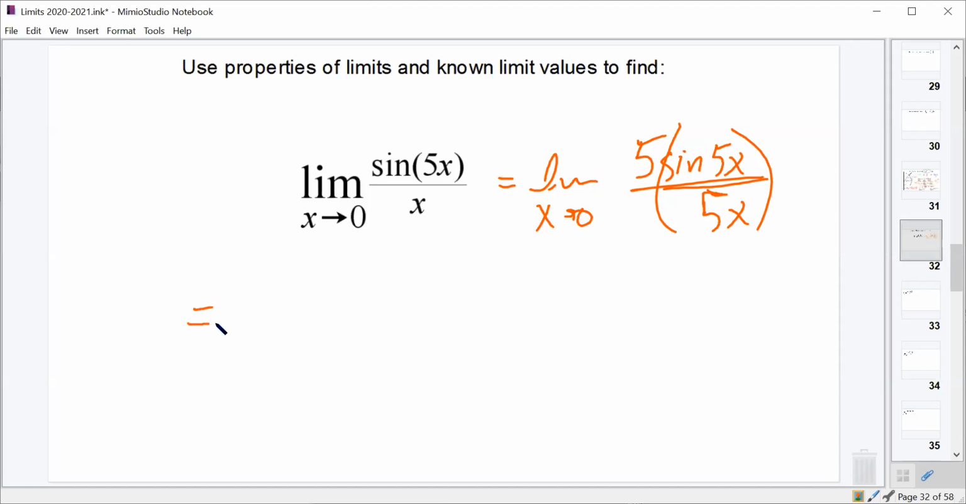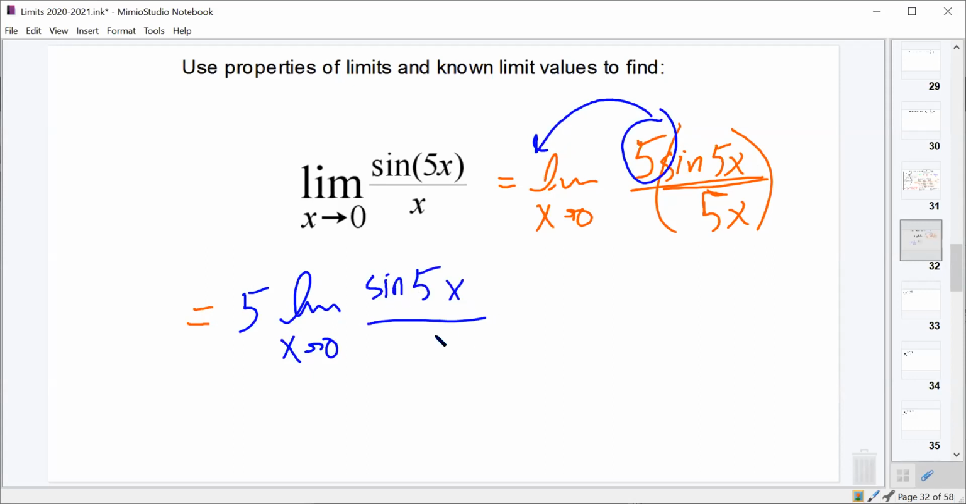Can I get rid of that 5 in some way so that it's not in the way? Yeah, can't you put it out in front of the limit? Like, can I move the constant? Exactly, yes. There was a rule that we talked about yesterday that you are allowed to take a constant that's in front of a function and move it outside of the limit. So we can make this 5 times the limit as x approaches 0 of sine 5x over 5x. Everybody good with that? Mm-hmm.